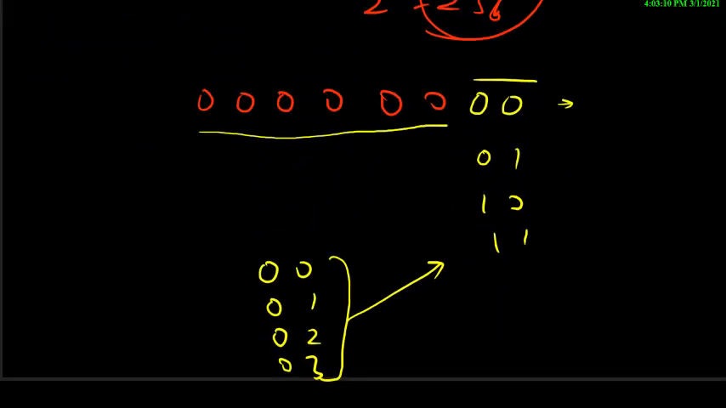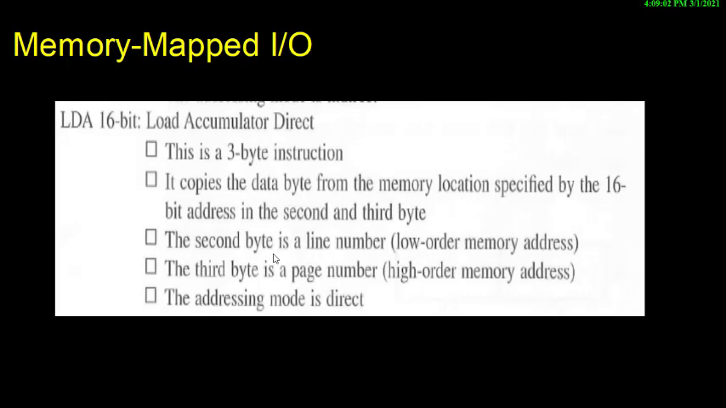Now as we have seen peripheral input output, we also have memory mapped input output. To execute memory mapped input output, we have some instructions. The first one is LDA, 16-bit address. This is a 3-byte instruction. It copies the data byte from the memory location into register A.